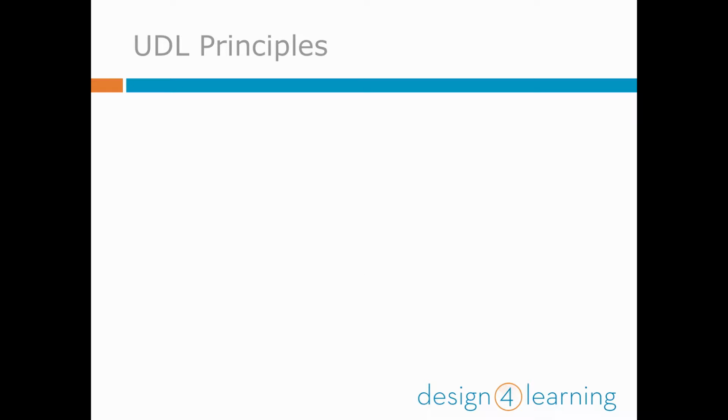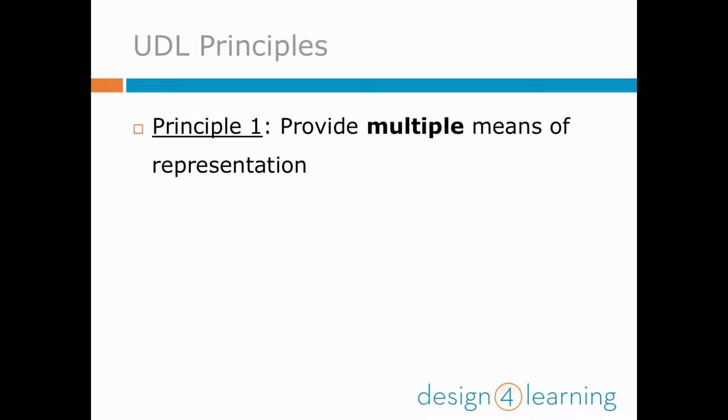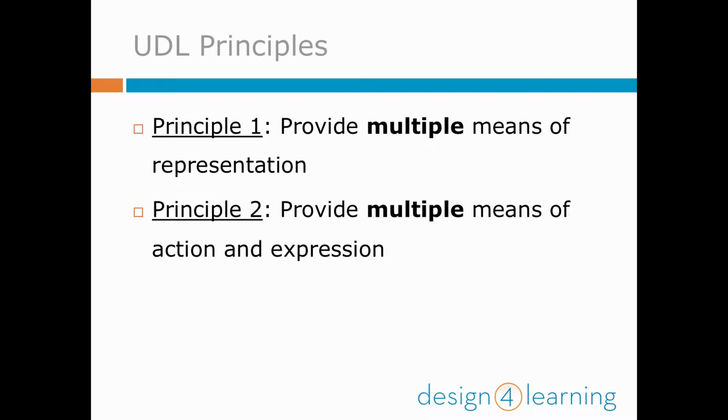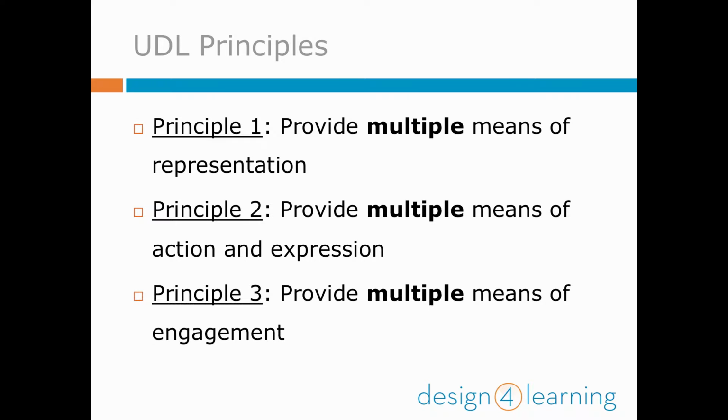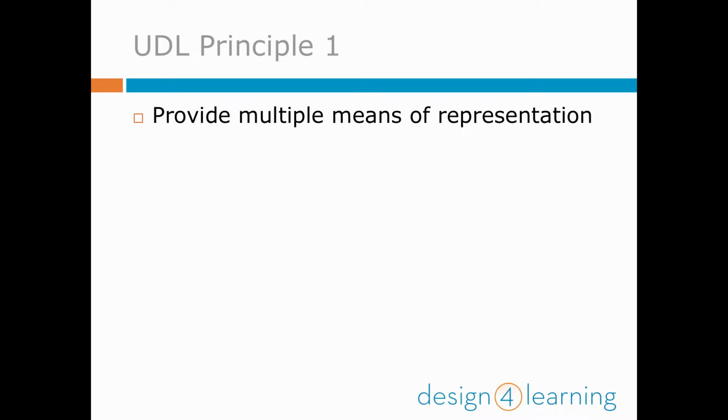I want you to notice that the word multiple comes up in each principle. Principle 1, provide multiple means of representation. Principle 2, provide multiple means of action and expression. Principle 3, provide multiple means of engagement. Let's take a look at each one of these principles.